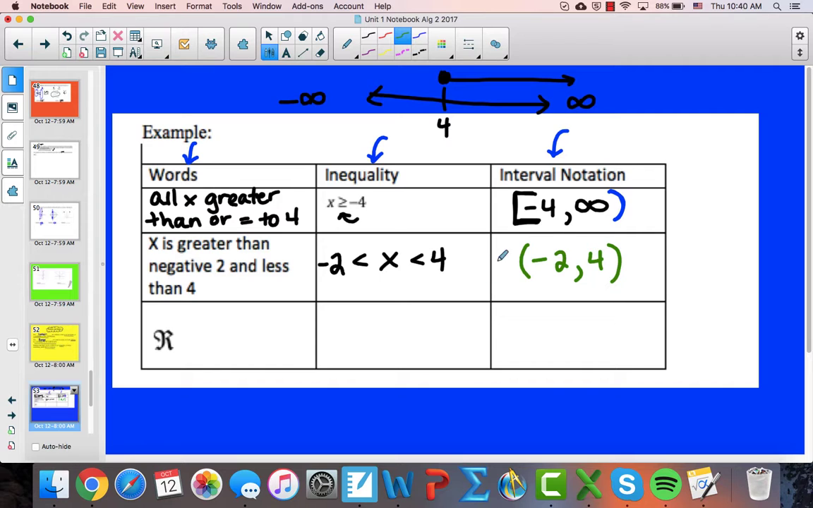Now, if I put an equals, I'd put a hard bracket. If I had put an equals here and here, then I would change that to a hard bracket, -2, 4, because that would tell me it includes those numbers. All right, and the last one.